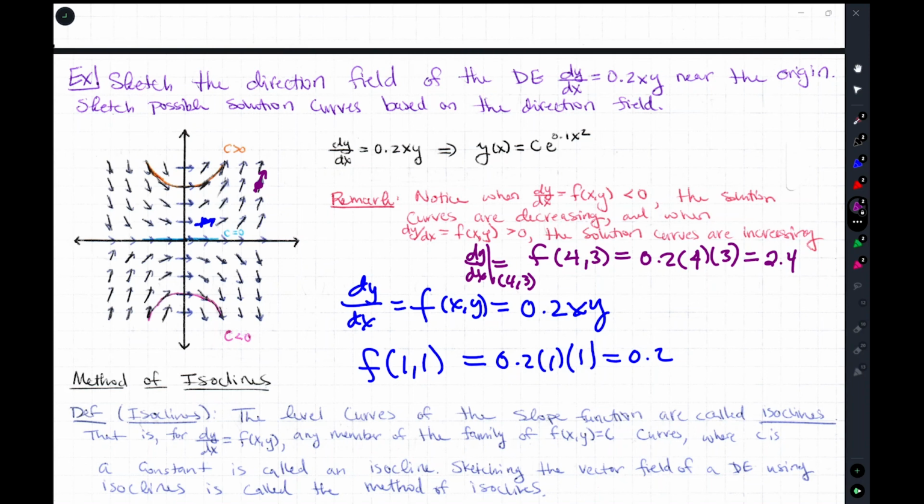All right. And we're also told to sketch possible solution curves based on the direction field. Now, what do we know about each of these lineal elements, each of these vectors that we're drawing in the slope field or direction field? We know that they're tangent to the solution curve. Okay, so each of these vectors has to be tangent to a solution curve. So what we could do here is sketch this curve here in orange. Okay, and at each point there, the vectors are tangent to that solution curve.